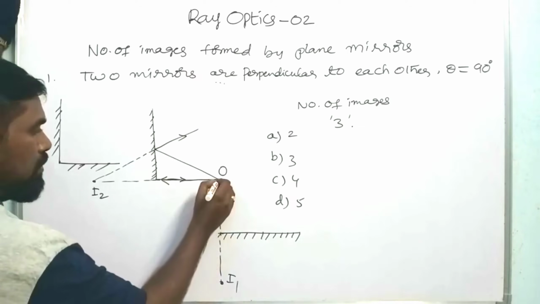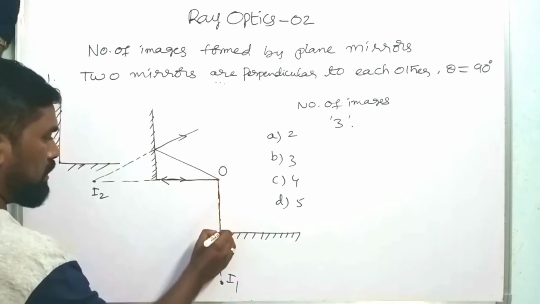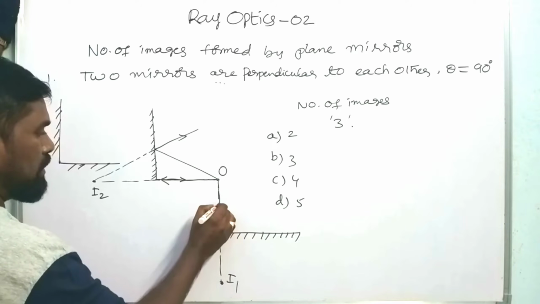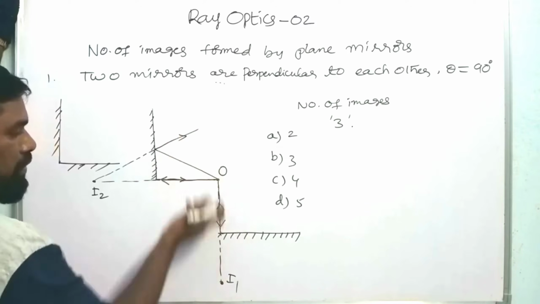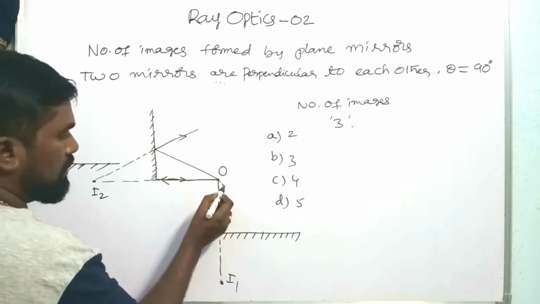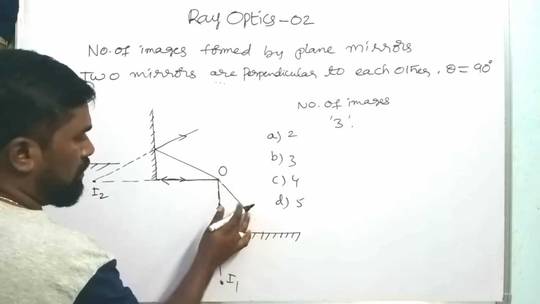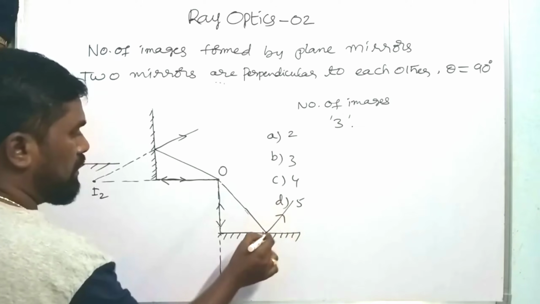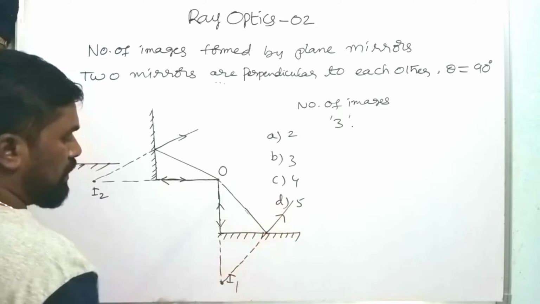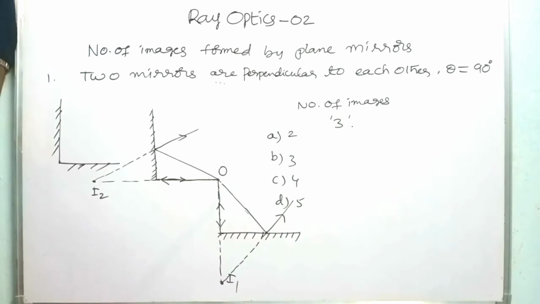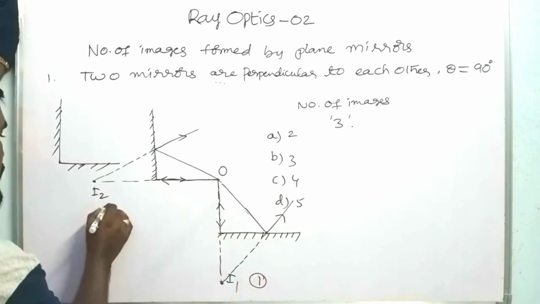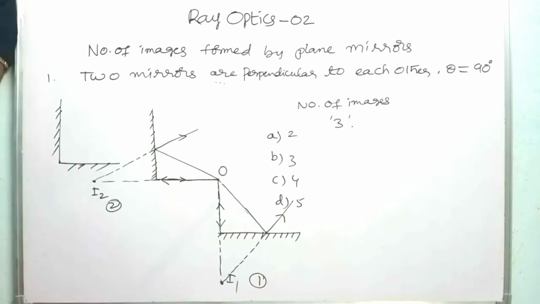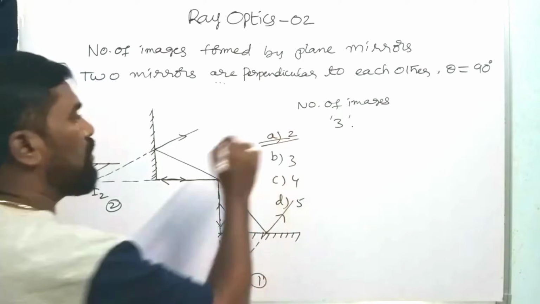Similarly, the light falls in this direction. This is incident and it is reflected. It is normal reflection. And here a ray is incident, it is reflected, and the direction of the reflected ray is this. So I1 and I2 are the two images. This is image 1 and this is image 2. The number of images is only 2.